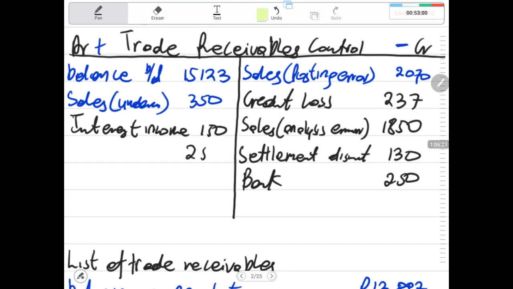They have already said here 250. And they have already said bank. So we don't have to record this too, because it has already been done. It was recorded and it was cancelled. So we don't have to redo this. They say it was already reversed.